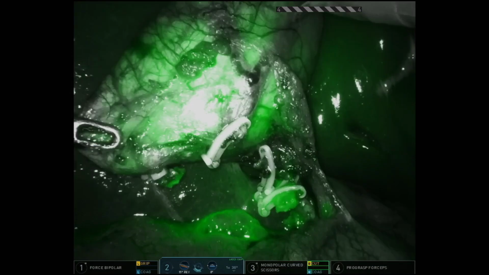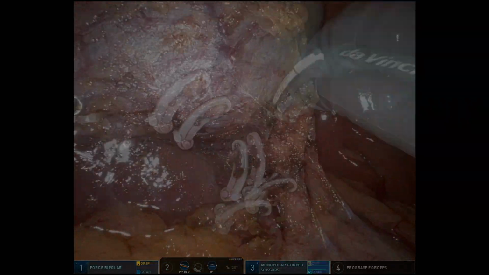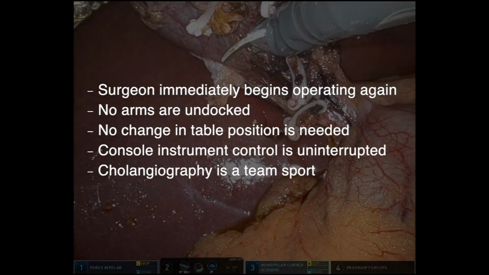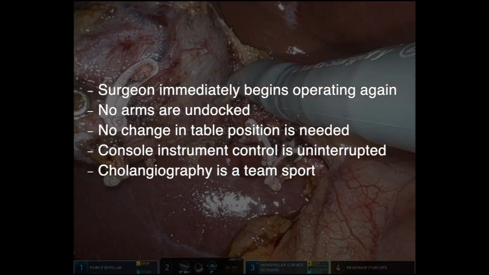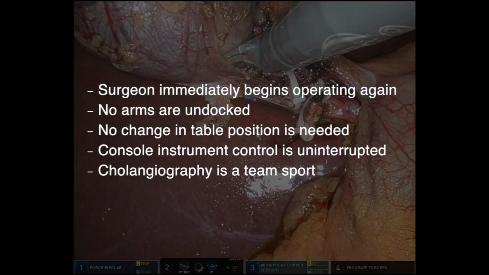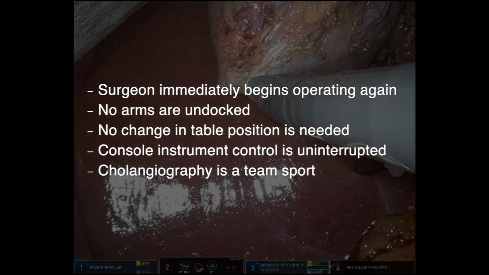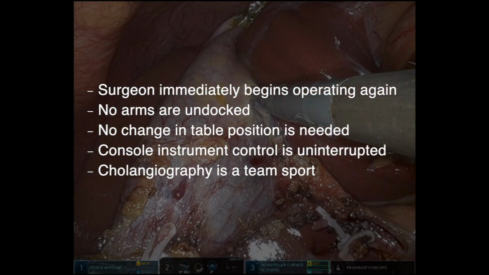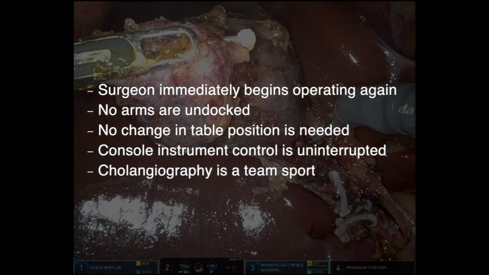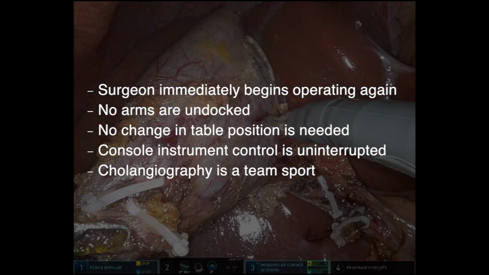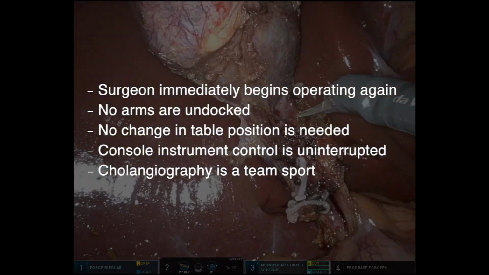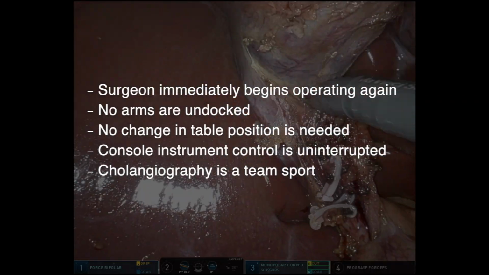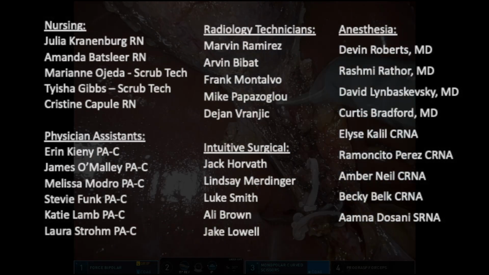Immediately after cholangiography, the C-arm can be rolled back while the surgeon begins operating again. There is no need to undock the arms, and there is no need to reposition the table or otherwise stop operating. The surgeon views the actual fluoroscopy without scrubbing back in because the assistant injects the dye. If injection fluoroscopy reveals instrument overlap, the surgeon is free to make small adjustments at the console in real time.